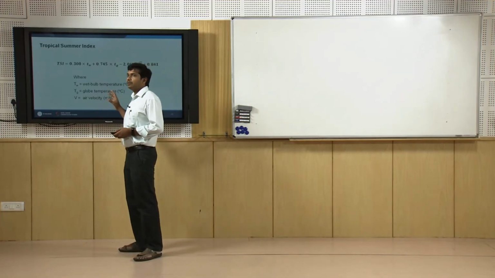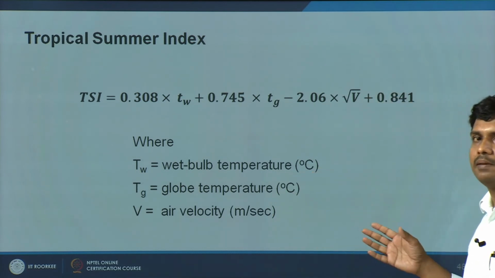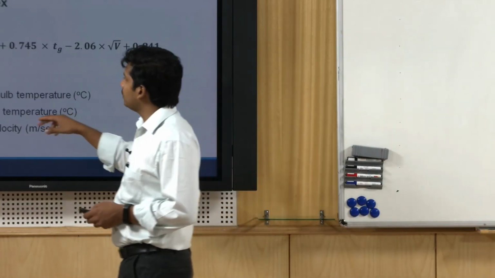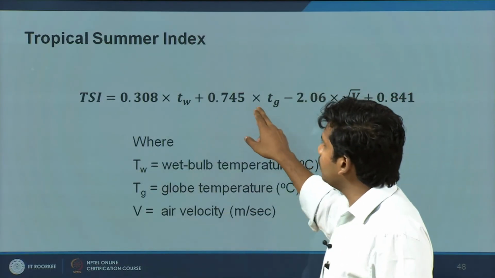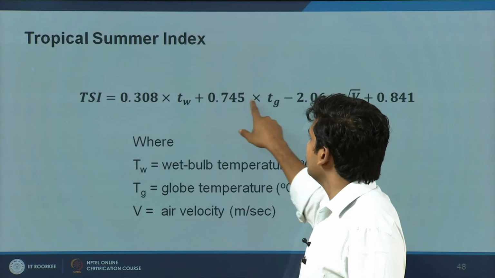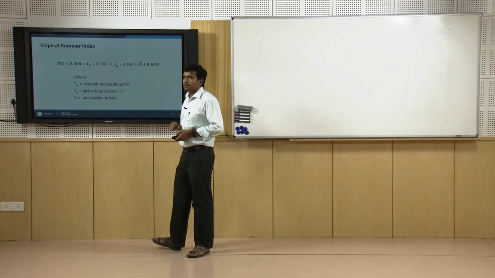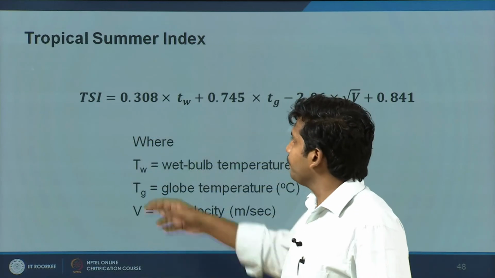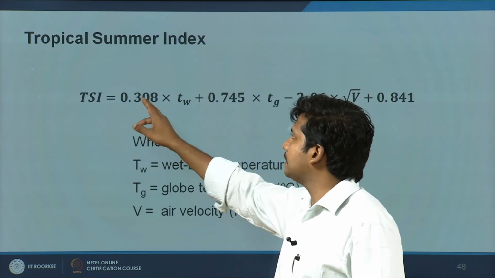These experiments were done around the 1980s, 75 to 80, but this does not include personal variables like PMV does. This excludes metabolic activity and clothing insulation, but it takes into account wet bulb temperature, globe temperature and air velocity. If you closely look at the equation, globe temperature has the maximum weightage, 0.75, which means an increase of globe temperature will have the maximum impact on the tropical summer index, whereas an increase of wet bulb temperature, say humidity goes up and wet bulb temperature is affected, has about 0.31, which means around 30% or less impact.